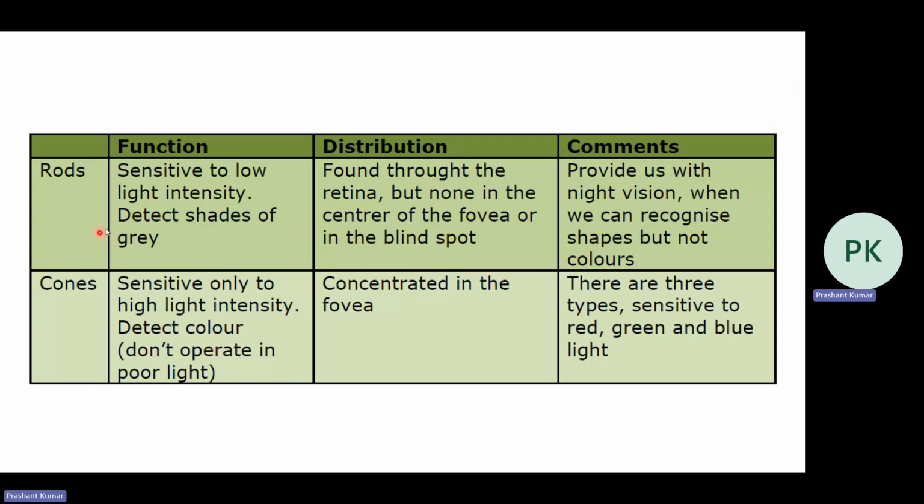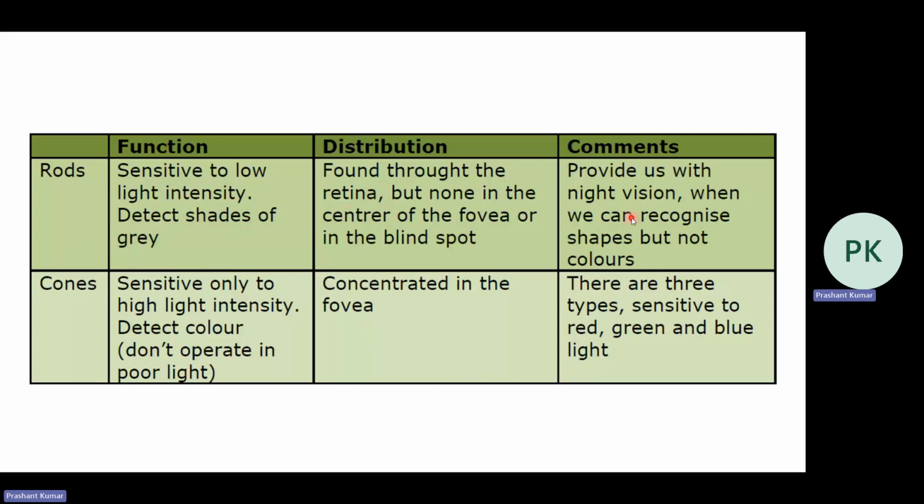How the cells are differentiated, how the cells are functioning, what is their distribution, and what the comment about it. Rod cells are sensitive to low light intensity and they detect shades of gray. They are distributed throughout the retina but none in the center of the fovea or the blind spot. And yes, they provide night vision for sure.